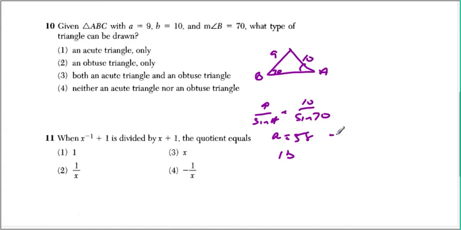Now, 180 minus 58 gives us 122. With the 70, nope, that doesn't work. Second triangle doesn't work, so it has to be choice 1.